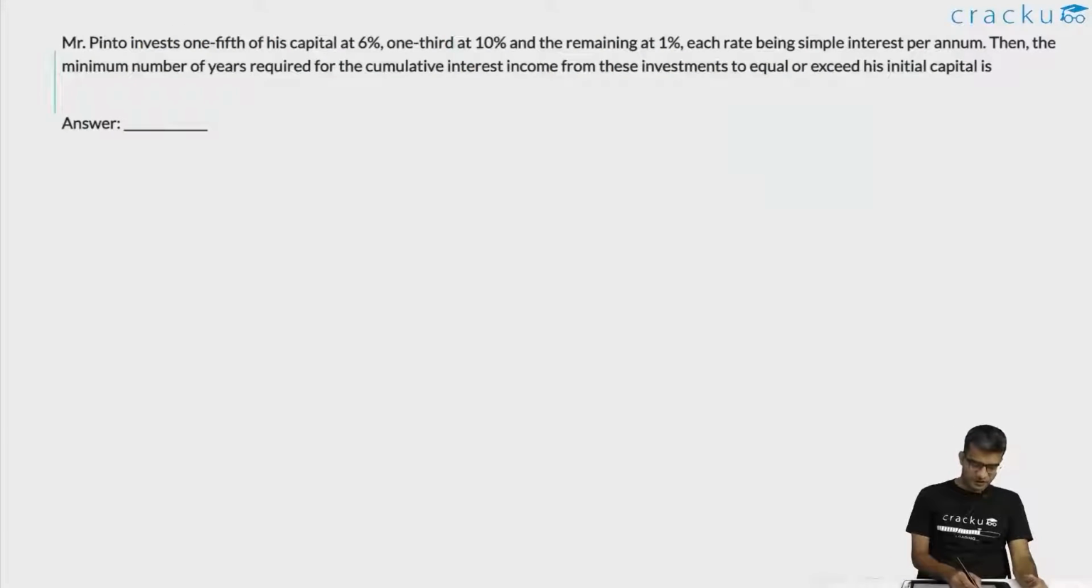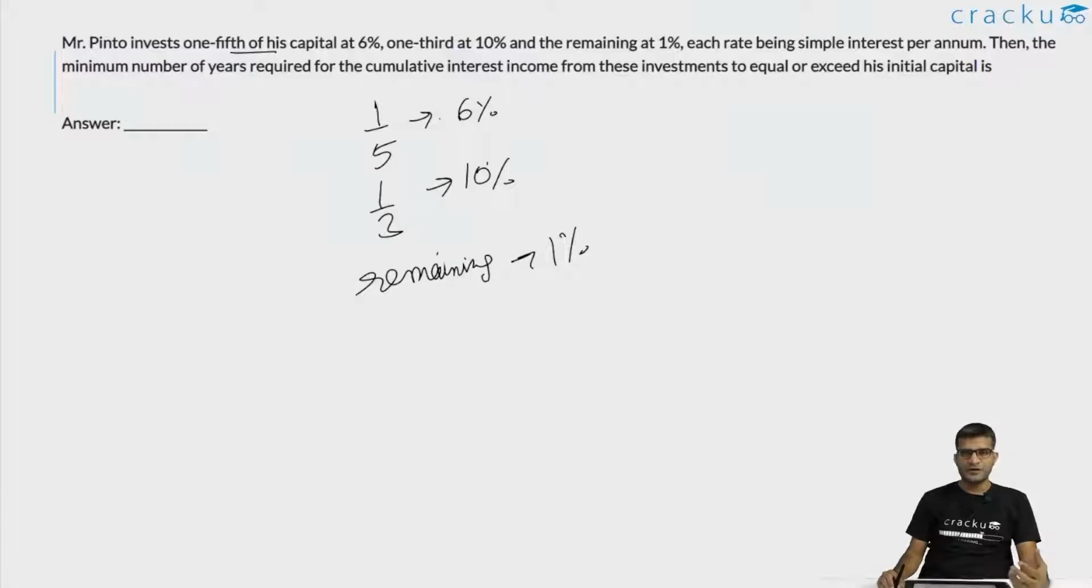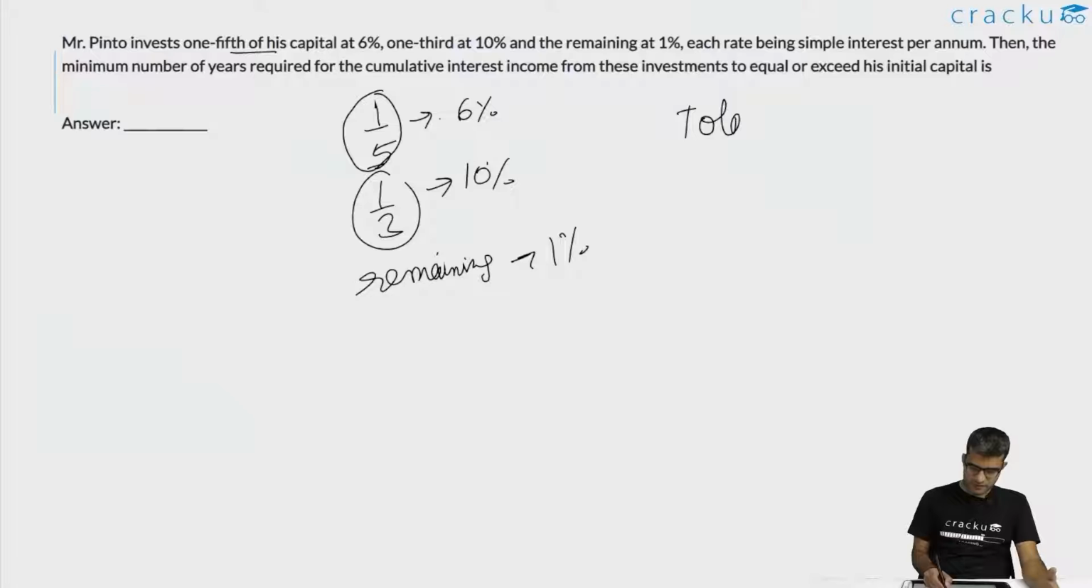In this question, we are told that Pinto invests 1/5 of his capital at 6%. He invests 1/3 of the capital at 10%, and the remaining he invests at 1%. All of this is simple interest. To make calculations easy, because we are talking about 1/5 and 1/3 of the sum, let the total sum be equal to 30x. Because 30 is a multiple of 5 and 3, calculations will become easy.